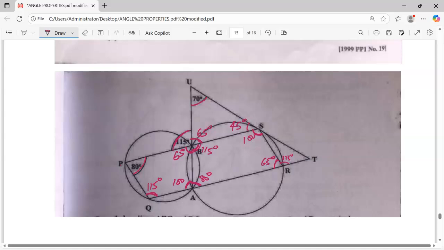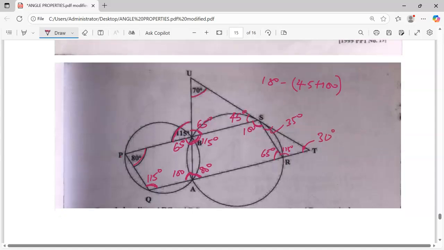Having done that, we can now move. Remember, at S we have a tangent, meaning if you take 45 plus 100, you subtract from 180, we are going to have 35 degrees at this point here. And if that is the case, then the angle at point T here is going to be 115 plus 35. 115 plus 35 will give us 150, meaning the angle at T is going to be 30 degrees. I think we have done most of that.